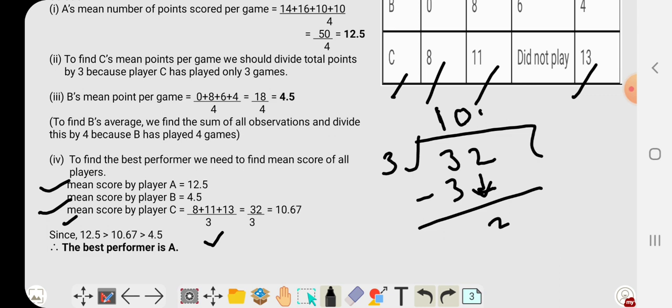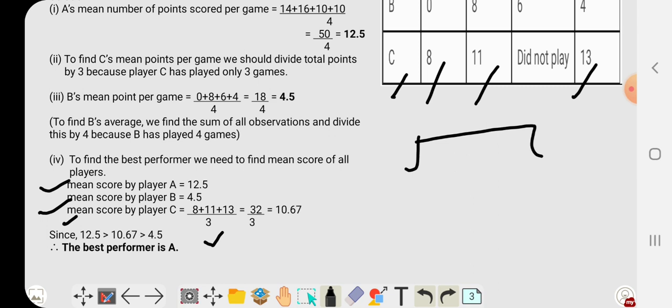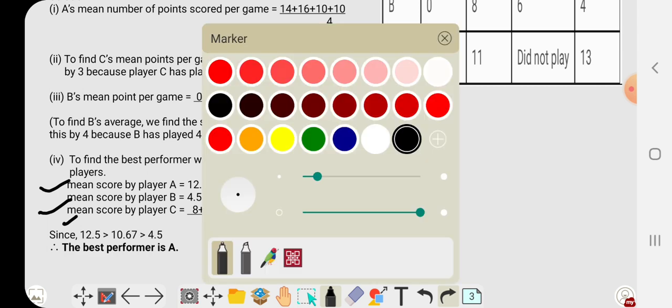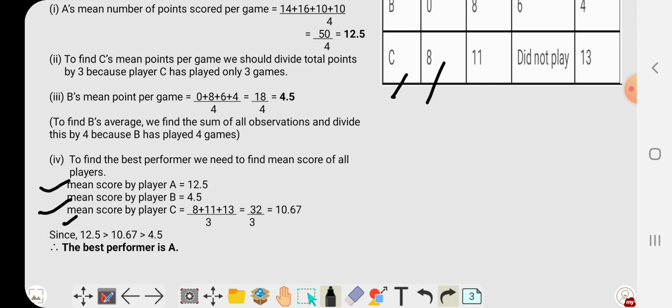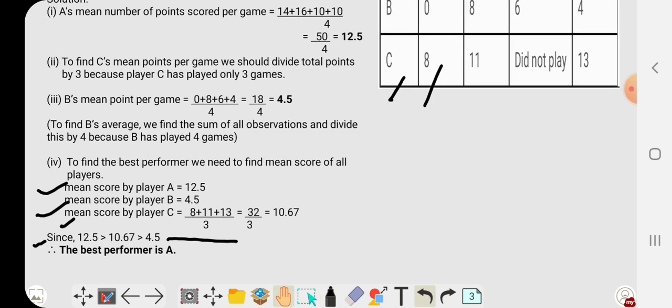So now we know all the means, and now it is easy to compare them. Now see whose mean score is greater. The mean score of A is 12.5. You can see this line. 12.5 is greater than 10.67, which is greater than 4.5. So 12.5 is the mean score by A. Therefore the best performer is A. This is the complete solution of this particular question. You can see it again.